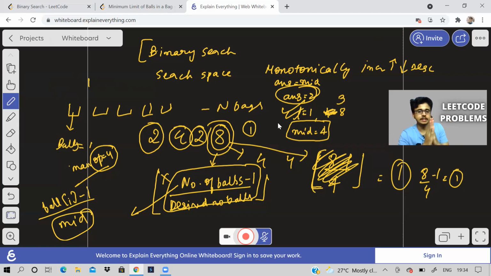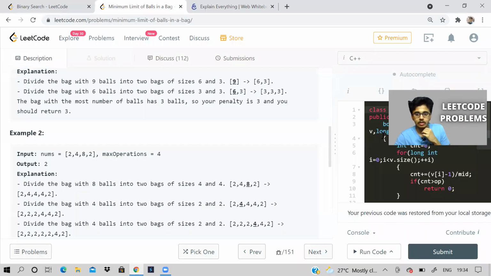So what is our search space? It is about number of balls that we desire to have in the bag. And we have to check that how many operations are needed such that we can get those number of desired balls. If the number of operations exceed our max operation, we can't get that. Check on the right side. If we can get it, check on the left side of the search space, because we want to minimize our penalty, which means we want to minimize maximum number of balls in a bag. So now let us look at the code.